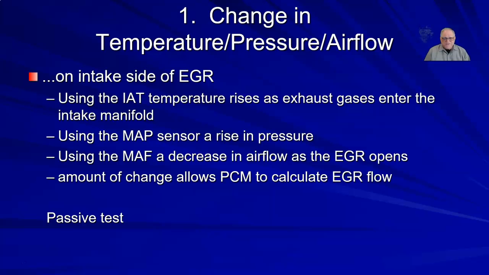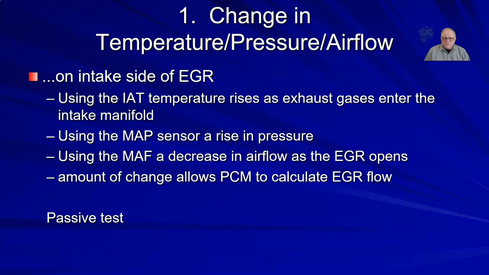This is going to be a passive test where the diagnostic executive is just watching what's happening. If the intake air temp sensor is located at the intake manifold, as the EGR valve opens, it's going to raise the temperature in the intake manifold. The computer is going to look at that temperature increase, and it's going to calculate EGR flow based on that temperature change. If the intake air temp sensor is not in the intake manifold, let's say it's up in the air cleaner housing, then the computer will look at the MAP sensor.